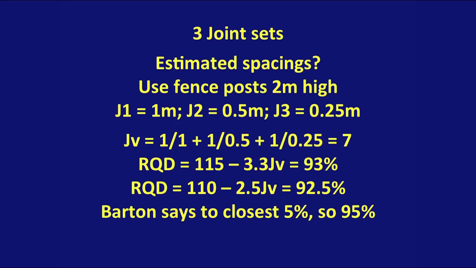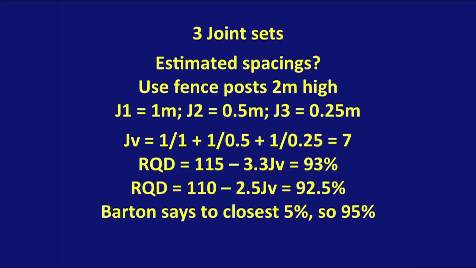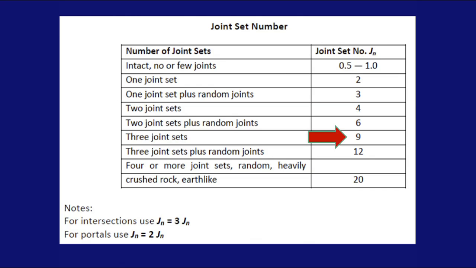We substitute that into Palmstrom's equations, and we can get an RQD of 93% or 92.5%, depending on which equation is used. Barton recommends in the Q system to go to the closest 5%. So we will assume a value of 95% for the RQD. Here's the table for the joint set number. And as you've seen, we have 3 joint sets, so the joint set number is 9. So that is what we will use in calculating Q.